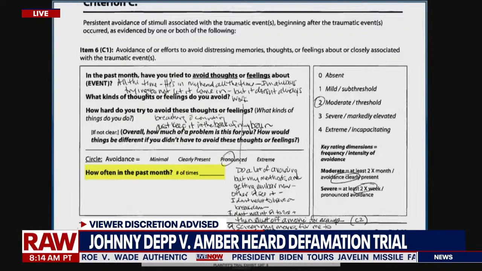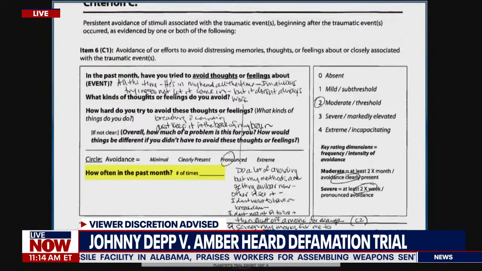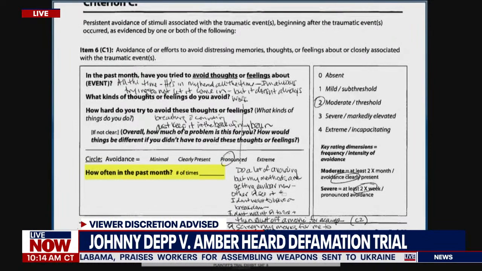This is in a 1-month period, so it would have been a 4-week period. How often in the past month? That's what it says. Correct. You chose not to answer that question. Let's look at the next page.